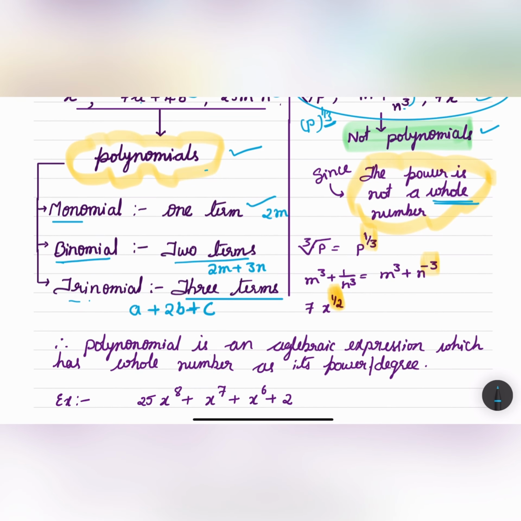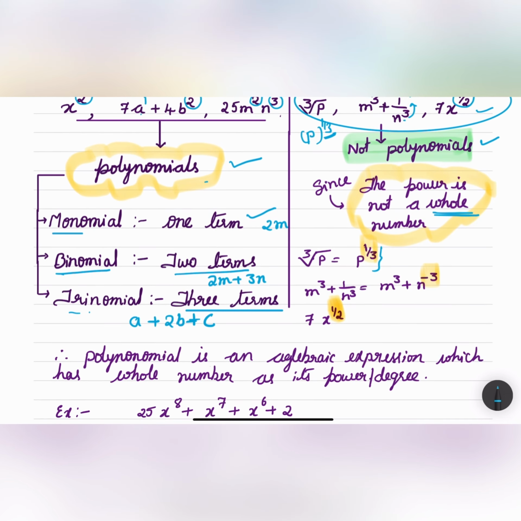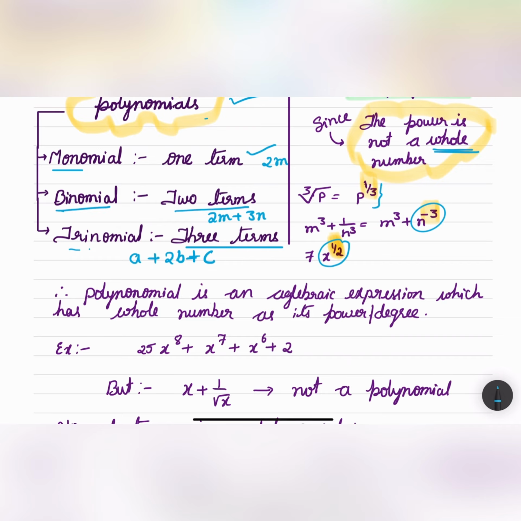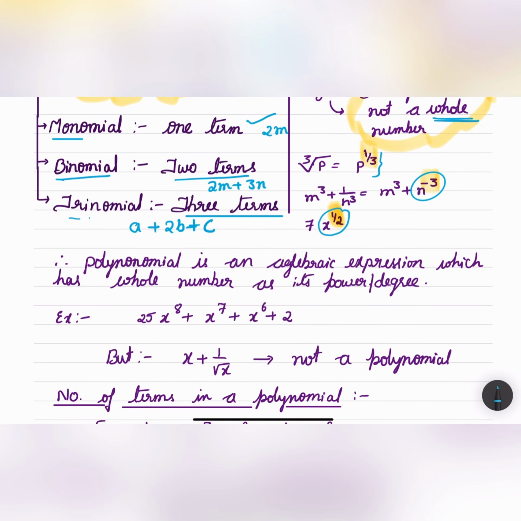Now we have understood why they are not polynomials. It can be p to the power 1 by 3, n to the power minus 3, and x to the power half. Powers are not whole numbers. Now this is the definition of a polynomial: a polynomial is an algebraic expression which has a whole number as its power or degree.